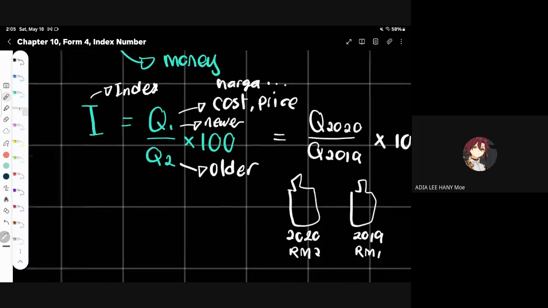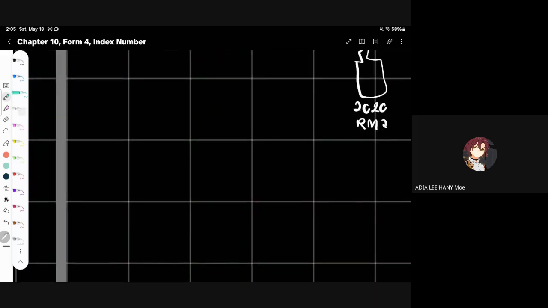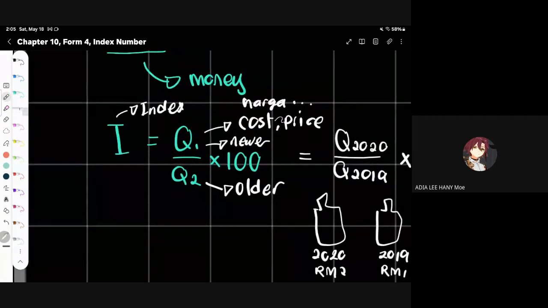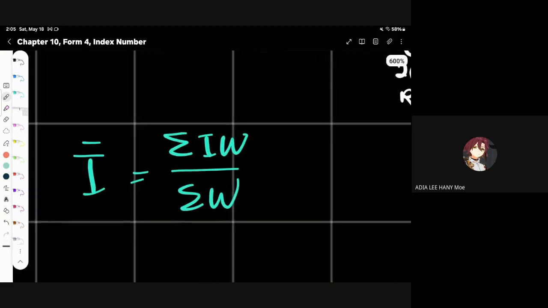It's simple. And then the second formula that you have to understand is composite index. The composite index formula is the sum of I times W over the sum of W. Wait, let me ask you, do you understand this formula? I'm just going to ask Azalia. It's pretty easy to use, I think. Simple, right? So now let's go to the composite index.